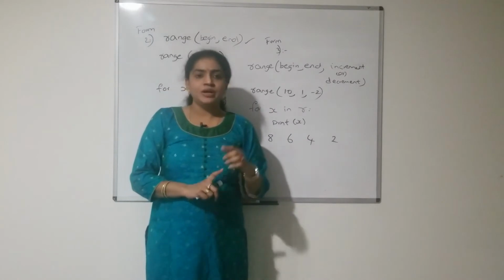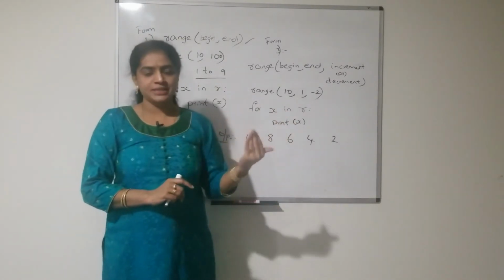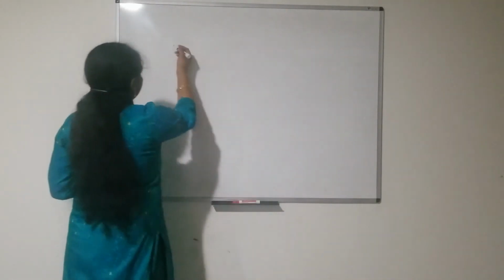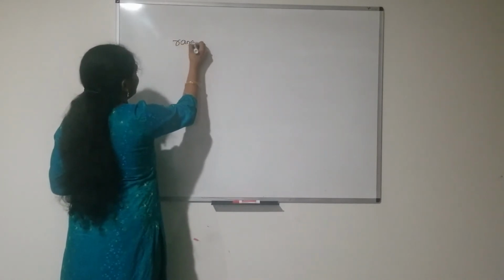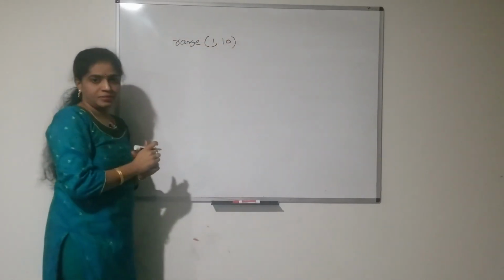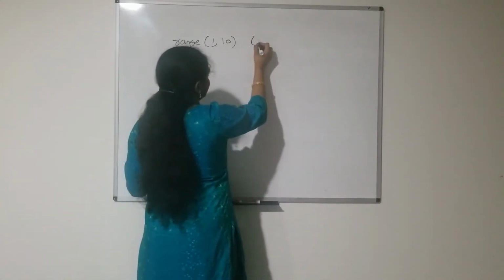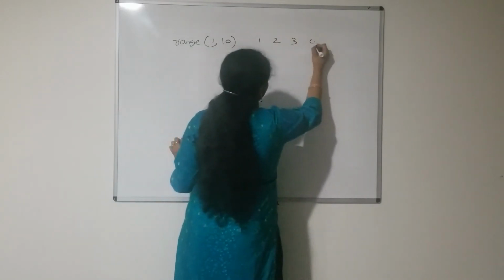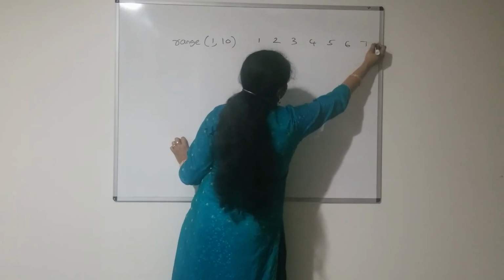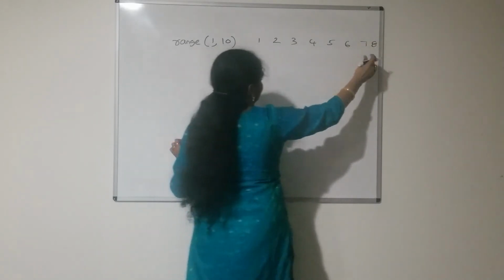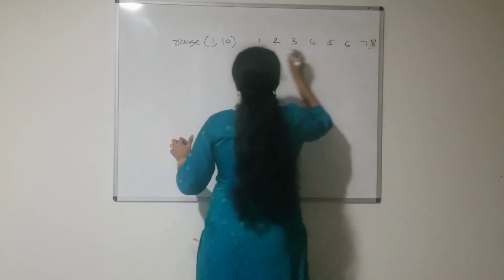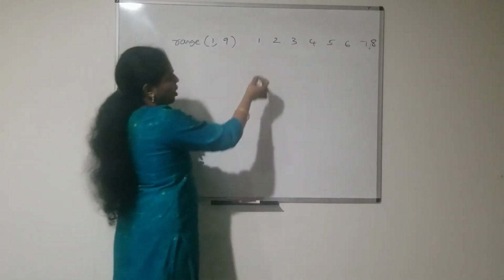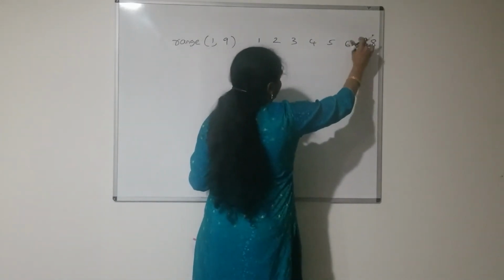Next, another important point I want to discuss. Before that, let me wipe the board. So here, if I say range of 1 to 10, I will get the output like this: 1, 2, 3, 4, 5, 6, 7, 8 and 9. Suppose I give the value 1 to 9, then my output will be up to 8, from 1 to 8.